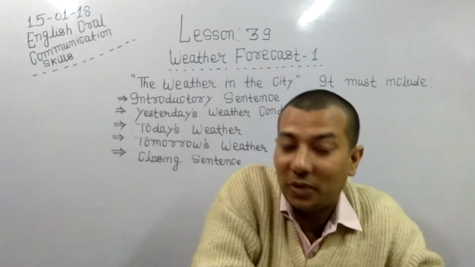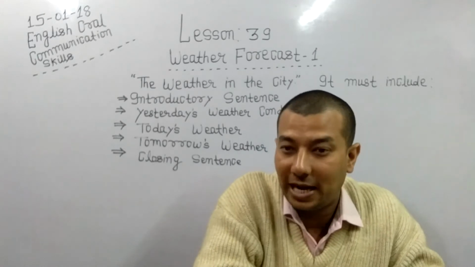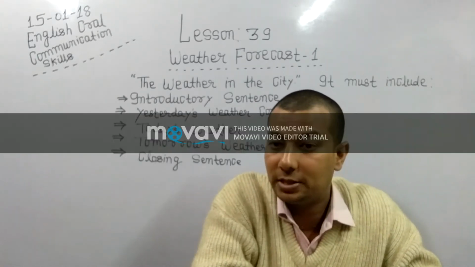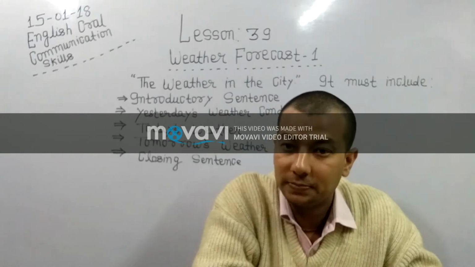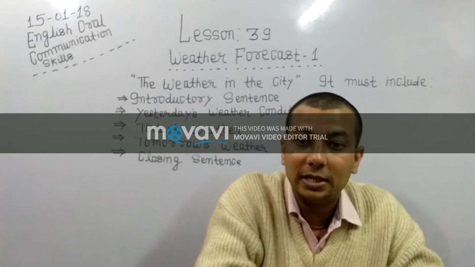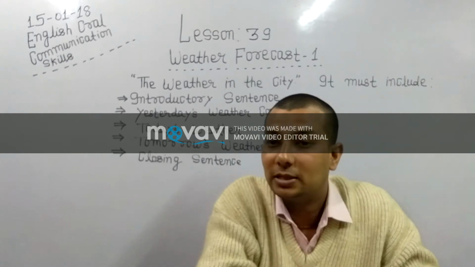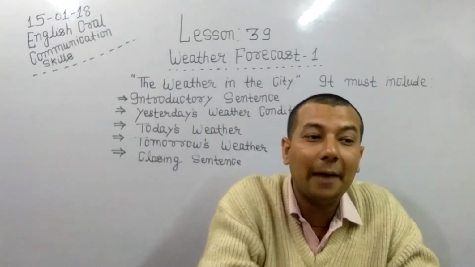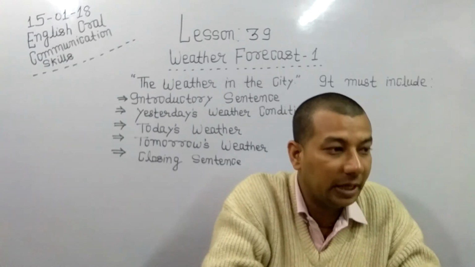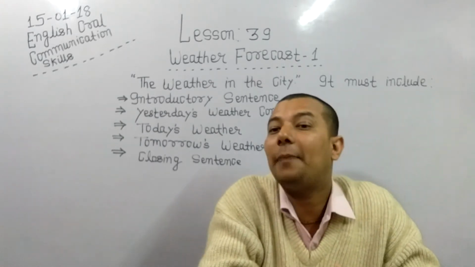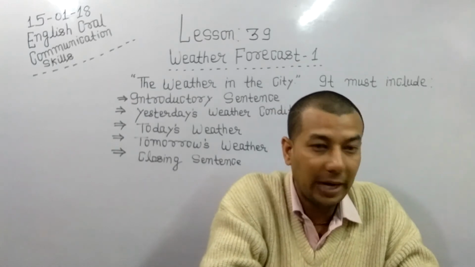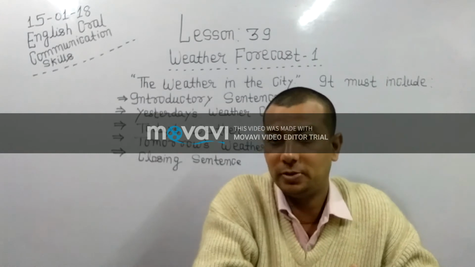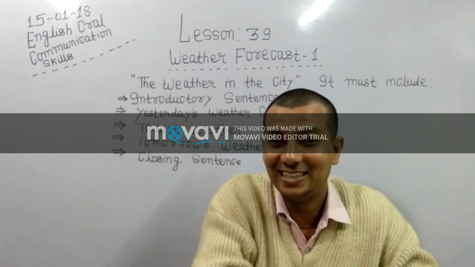Okay, I can tell you one thing. In ancient times, or even nowadays, we can see in the villages, the old people can forecast the weather. They can forecast what will happen today in the evening, or what will happen tomorrow. Sir, how is it possible? It is possible, my dear.